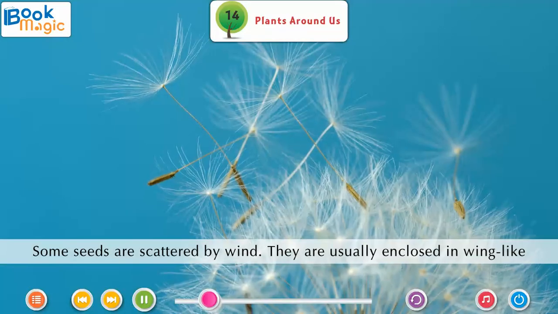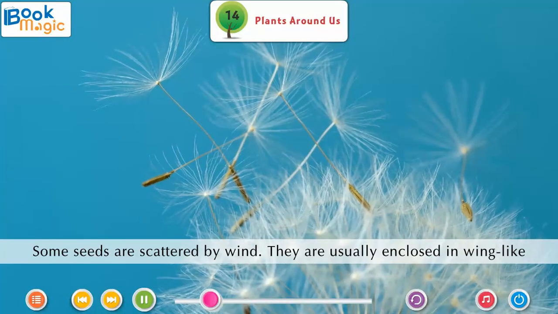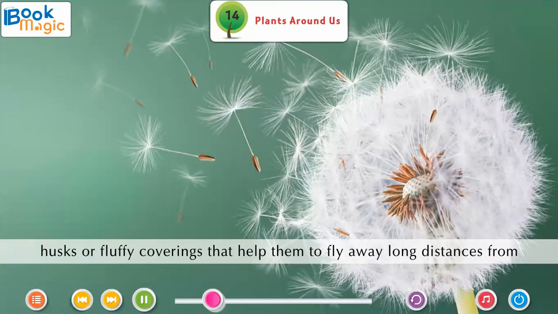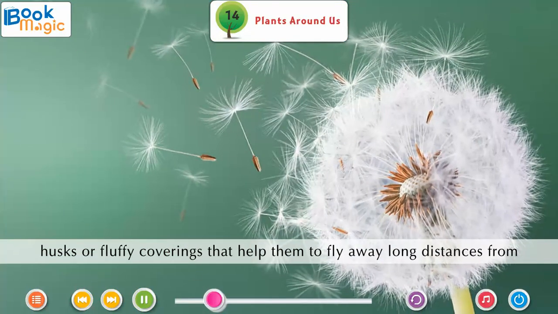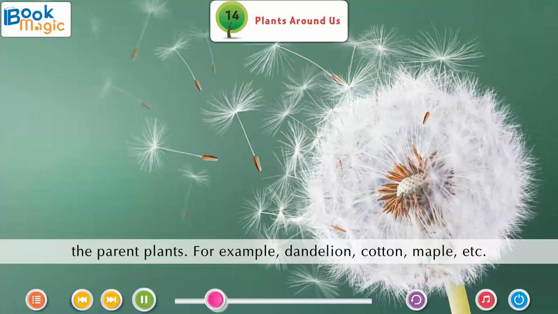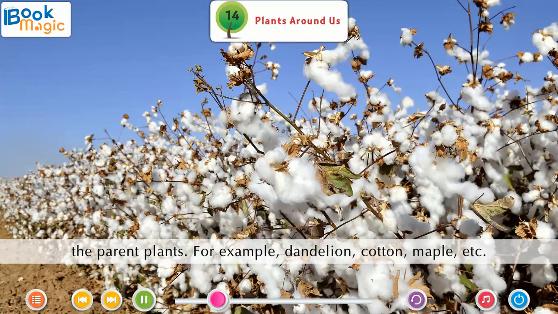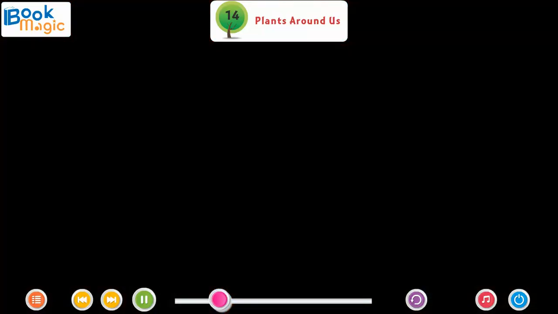Wind. Some seeds are scattered by wind. They are usually enclosed in wing-like husks or fluffy coverings that help them to fly away long distances from the parent plants. For example, dandelion, cotton, maple, etc.